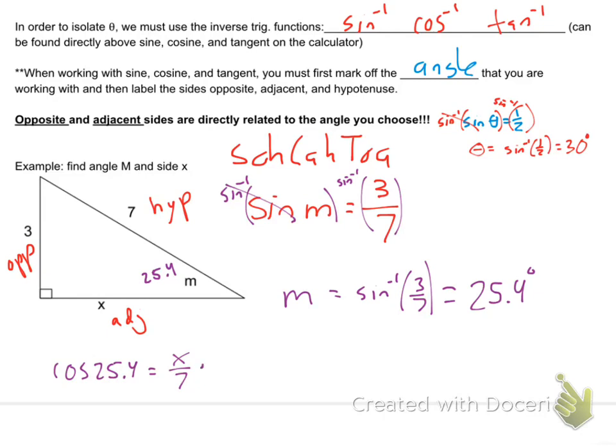To get X by itself, I'm going to multiply by 7. And so therefore, I get X equals 7 cosine 25.4, or it's about 6.32. And it's not degrees because it's a side, it's 6.32 units. So that's how we're going to use trig to solve for sides or for angles. Sometimes you take the inverse, sometimes you take it in the forward direction.